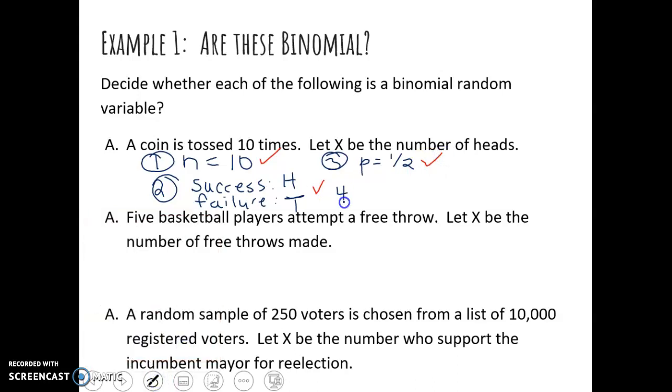And lastly, the probabilities need to be independent. So are the trials independent from one another? So is flipping a coin, flipping heads for the first trial, going to affect the probability of flipping heads on the second trial? No, the probability is going to stay consistent and stay 1/2 for every trial, so it is independent. So that means check, all 4 are checked off. So is this a binomial random variable? Yes, it is binomial.